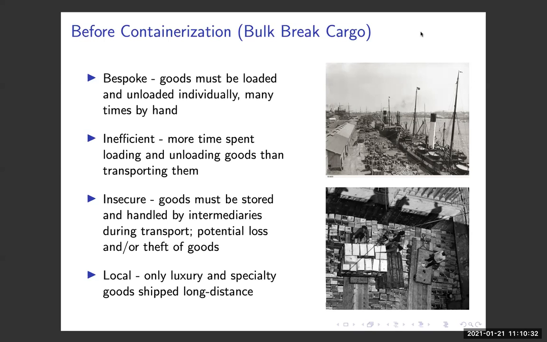And this could create problems like insecurity, where if you have a lot of goods sitting around for a while being handled by a lot of people, there's a higher potential for loss or theft of goods as well. And this whole inefficient, insecure process cost more, right? And so really you would only have shipping of goods from manufacturers locally, essentially. You could only really afford to ship luxury or specialty goods that fetched a high price, that could really be shipped from long distances, right?